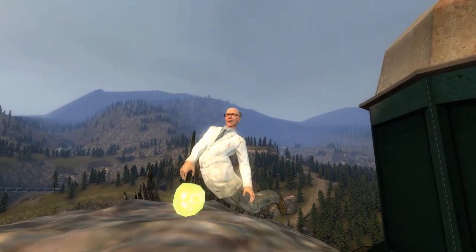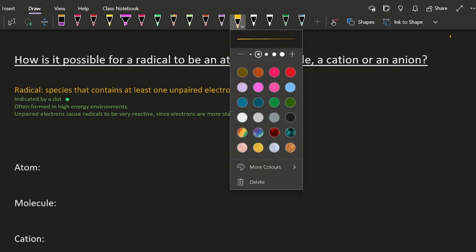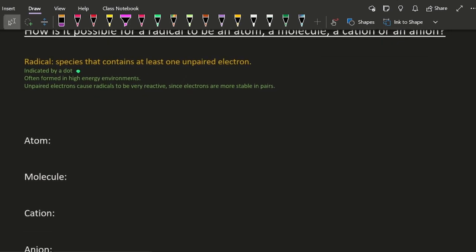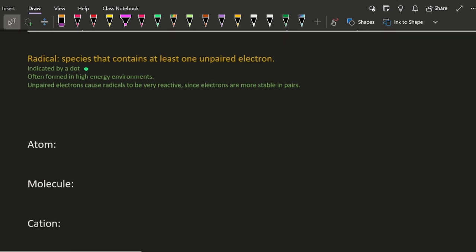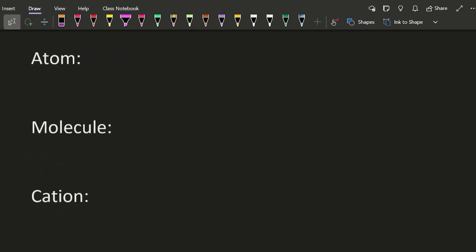instead. Clever, eh? Okay, so how is it possible for a radical to be an atom, molecule, cation, or anion? Well, just to recap, a radical is a species that contains at least one unpaired electron. That's indicated by a dot, often formed from high energy environments, such as superheating something or being shot with ultraviolet light, for example. And these unpaired electrons cause radicals to be very reactive. Electrons like to go around in pairs, they're more stable. So lone electrons are very unstable. So let's look at some examples.